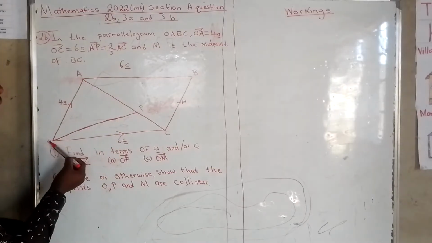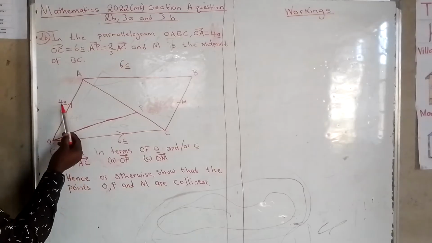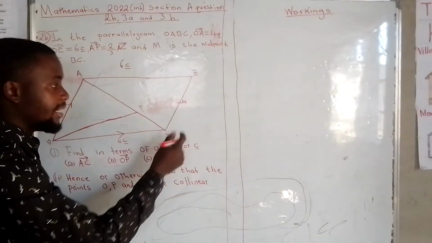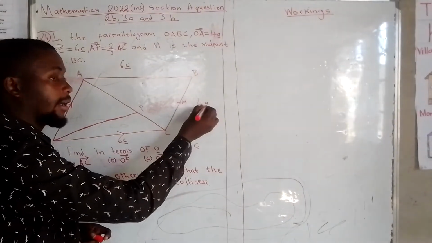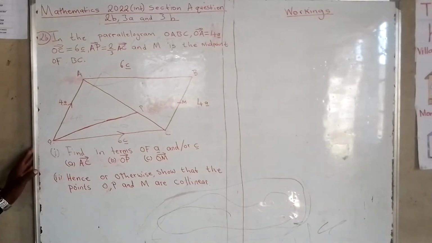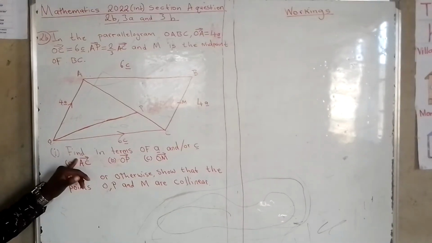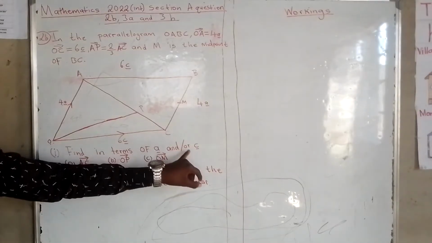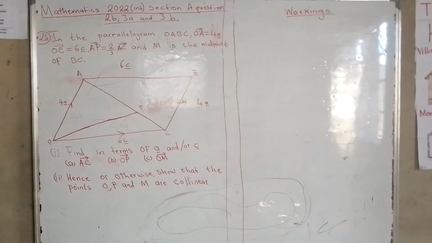Since OA is equal to 4 vector A, which means even CB or BC is also equal to 4 vector A. That is it. So you need to understand these things very carefully. After understanding this, you can find that the first question is saying, find in terms of vector A and or vector C.